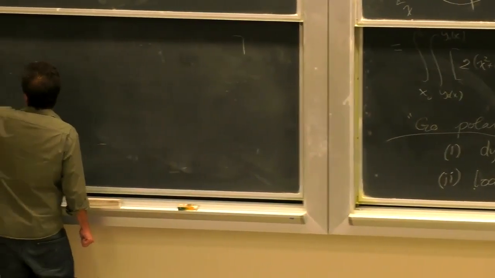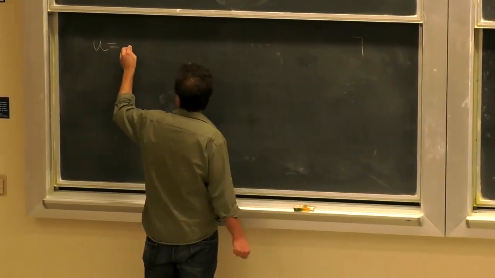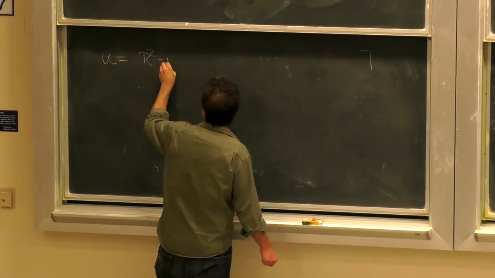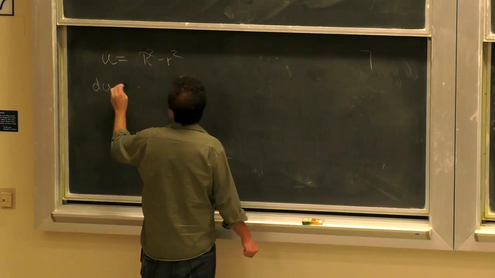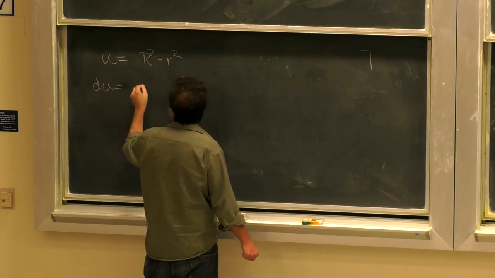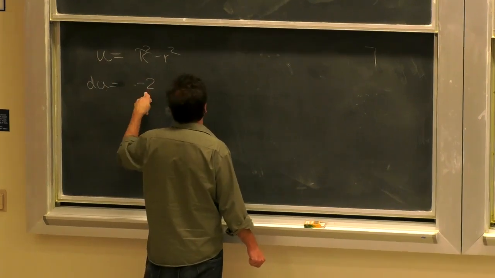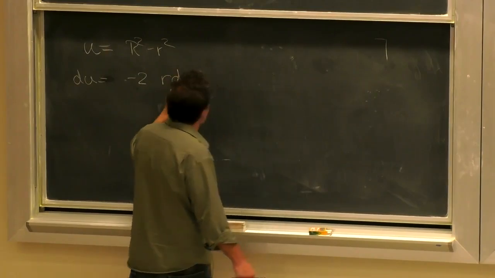So that'll come up a bunch in these kinds of symmetric problems. So I'm going to let u equal capital R squared minus little r squared. That means du, and this is crucial, du is going to be negative 2 r dr. That's the crucial part, r dr.